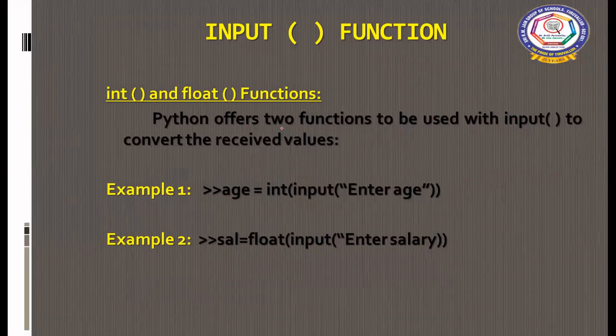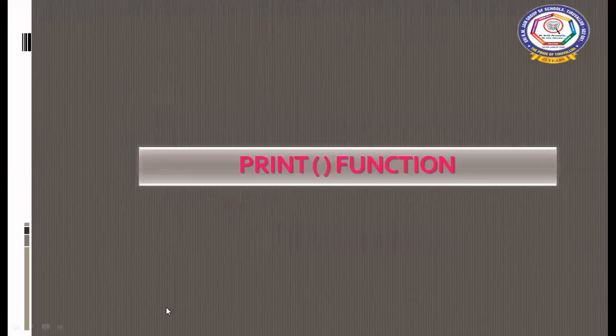For example, here are the two functions which can be used with input to convert the received value. That is age equal to int of, where age is a variable, and the value given through the input is converted to the integer format. In the same way for sale, the value is converted to the float data type.